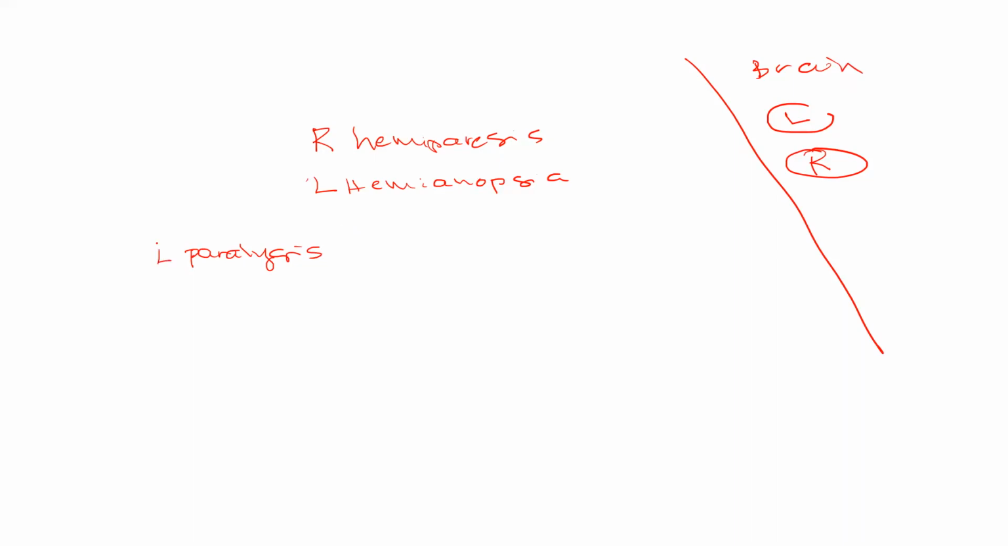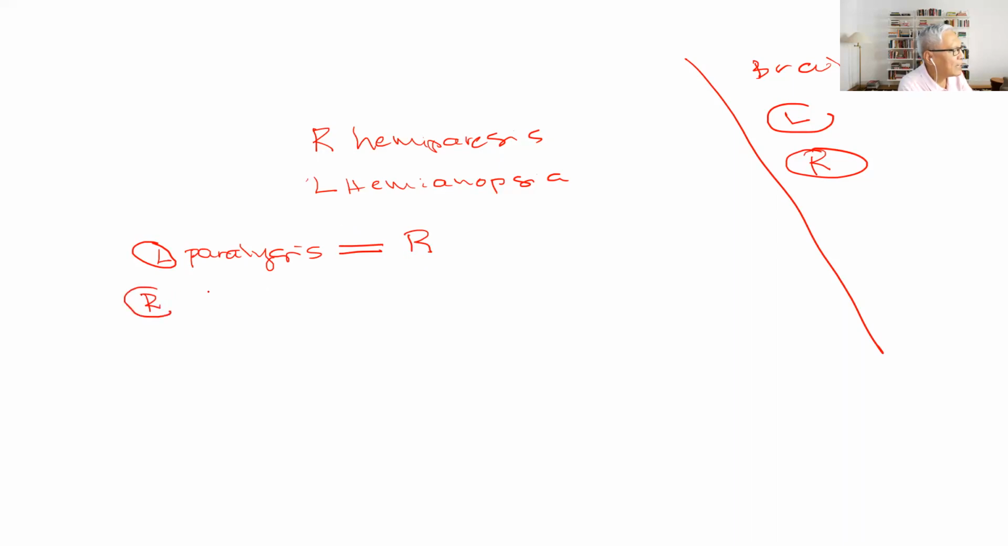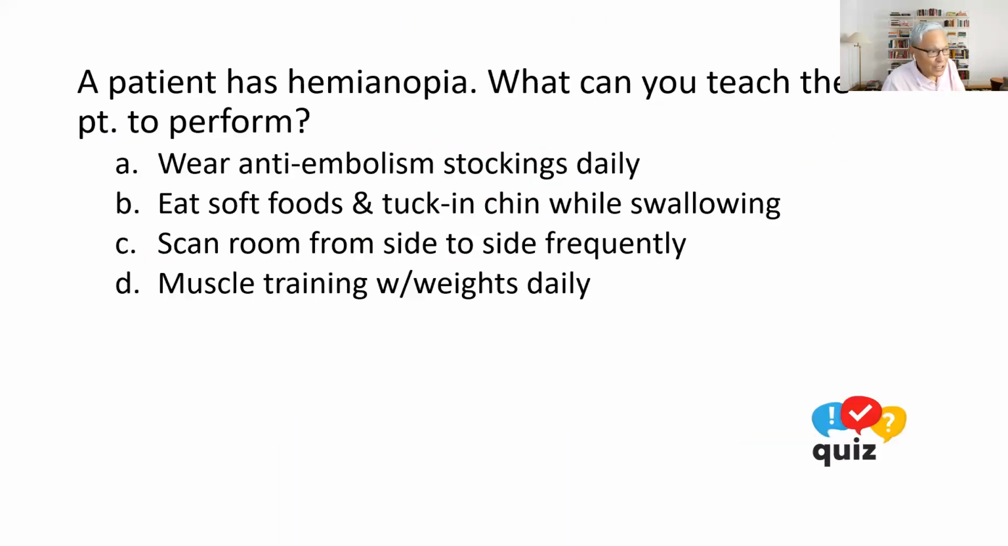So if they say left-sided paralysis, what part of the brain is damaged? Right. If they say the patient has a right hemiplegia, then the damage is on the left. So don't be confused with the hemiplegia and the hemisphere. Okay, this is another question that I'm glad came out.